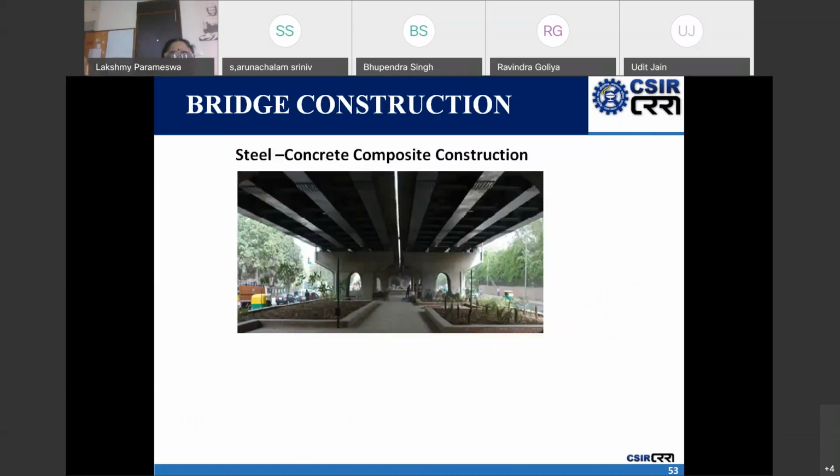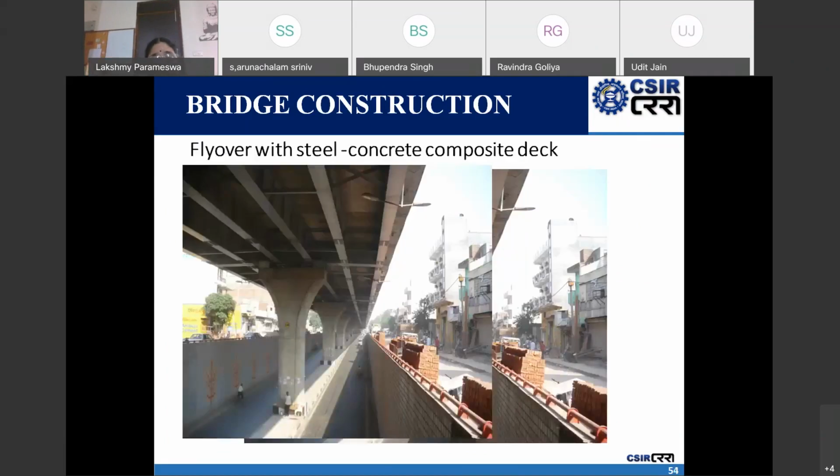Another aspect which is gaining a lot of importance is steel concrete composite construction, where you have steel girders, over which you have a concrete deck, connected together with shear connectors. But in this span arrangement, you will see that the space beneath the girders cannot be used for any other purpose. Here you can see that though there is a cantilevering portion, beneath that, because you have a narrow pier, the portion beneath can again be used for the movement of vehicles.